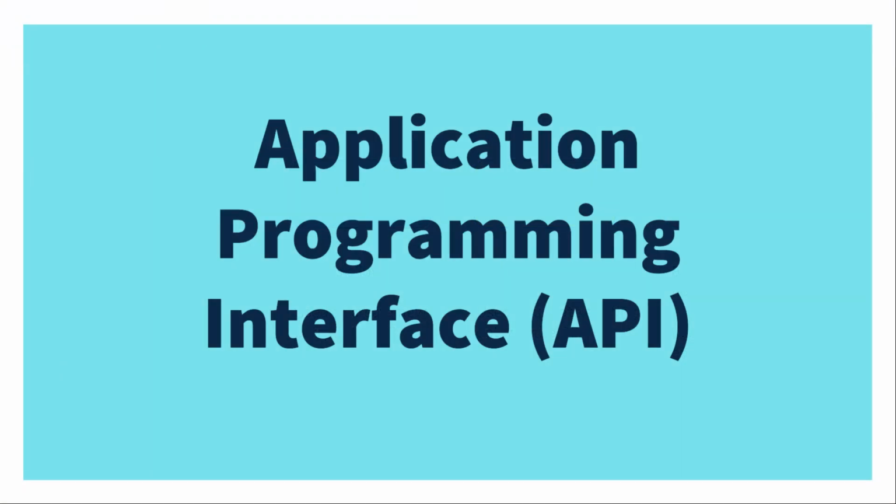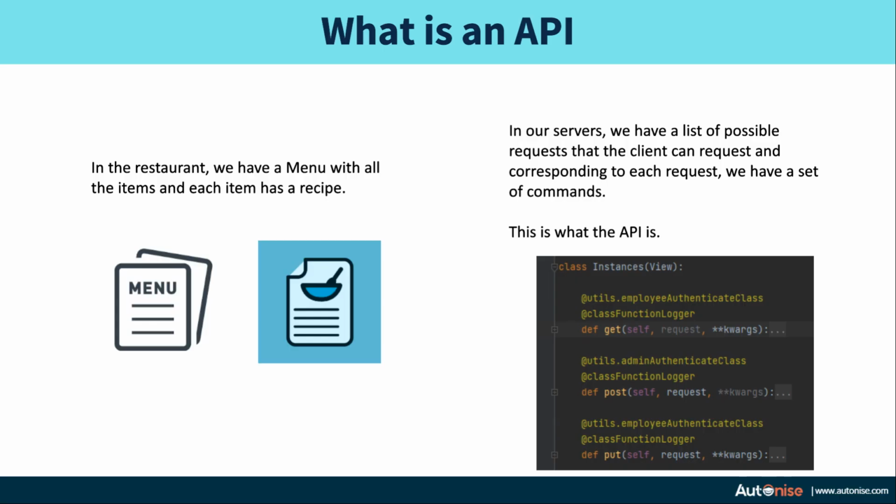Okay, so now that we understand what the CRUD operations are and what the HTTP protocol is, let's have a look at what we mean by an application programming interface. So an application programming interface or an API, let's try to understand what it is by understanding the analogy with the restaurant. In the restaurant, we have a menu with all the items and each item has a recipe. So we have all the items or dishes in the menu. Corresponding to each item, the chef has a recipe.